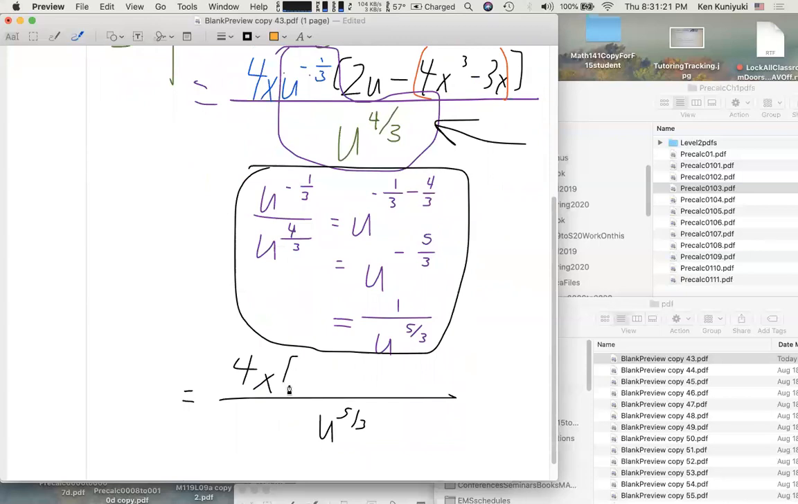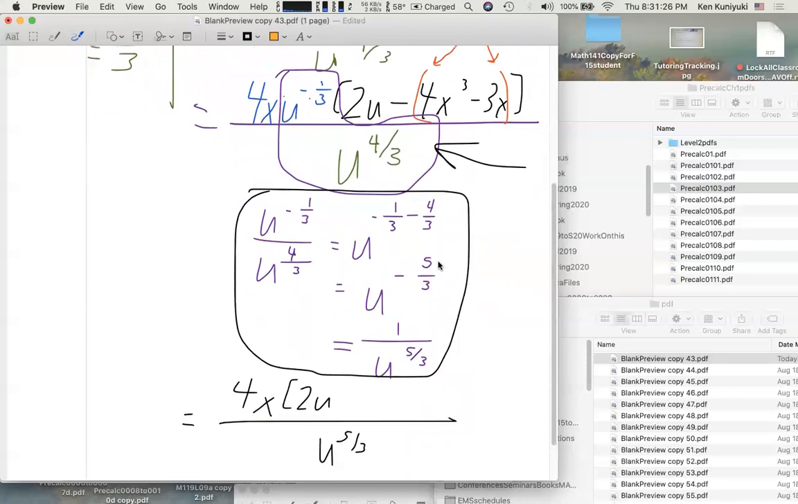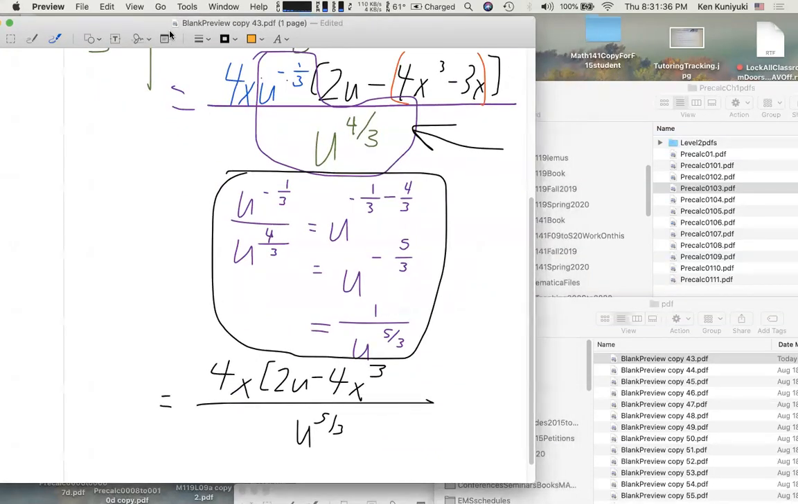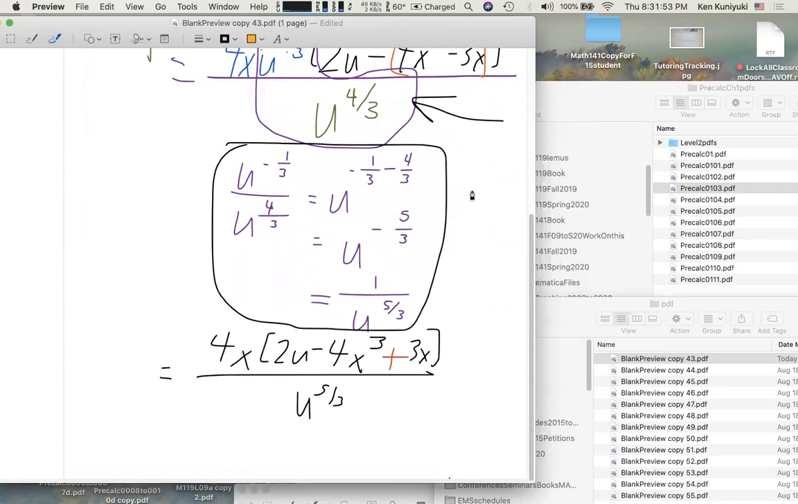Bracket 2u, and then let's do what everyone is suggesting, which is I'm going to distribute the -1, and I get -4x cubed. And this is what everyone's concerned about, right? That is a plus sign. Right. 3x, though. 3x. There's still the x there. All right. And as far as the u's go, we're done with the u phase at this point.